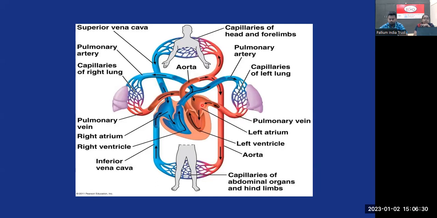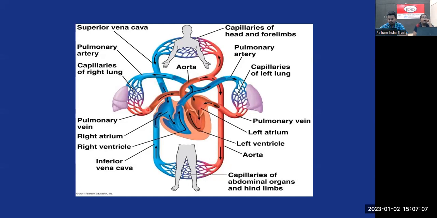Then from the left atrium, with the help of the mitral valve or bicuspid valve, it goes to the left ventricle. From the left ventricle, the aorta pumps the blood, and then it branches out again. That is how our systemic circulation goes. What I am highlighting here is that you should know there is a communication between the arterial capillaries and the venous capillaries.